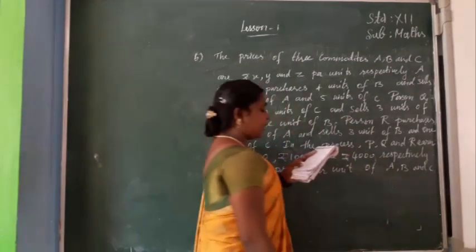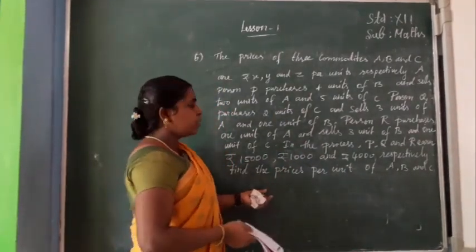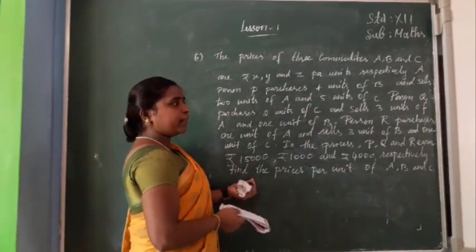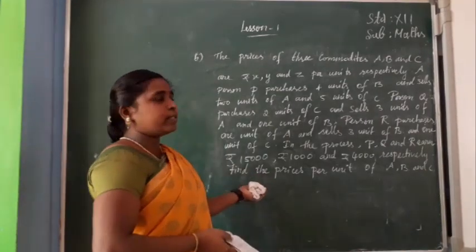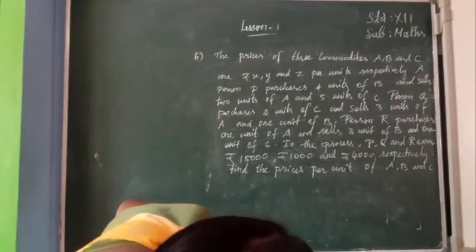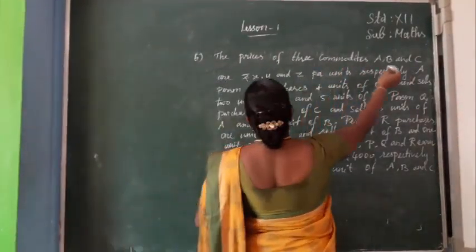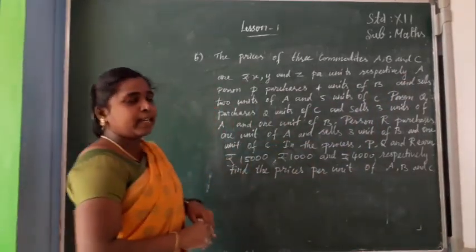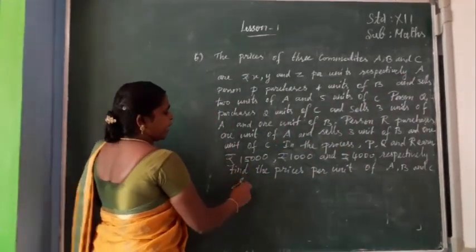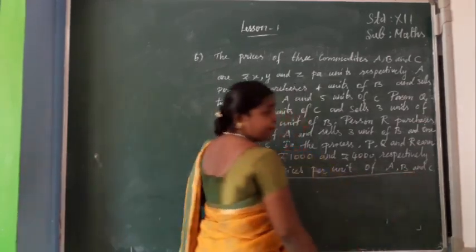So use matrix inversion method to solve the problem. Okay, here also you have to use matrix inversion method. I did not mention it here. Actually, this is matrix inversion method only you want to follow. So you read the question. The prices of 3 commodities A, B and C are rupees X, Y and Z. So first line you can take. Actually the question is you want to find the price per unit of A, B and C.